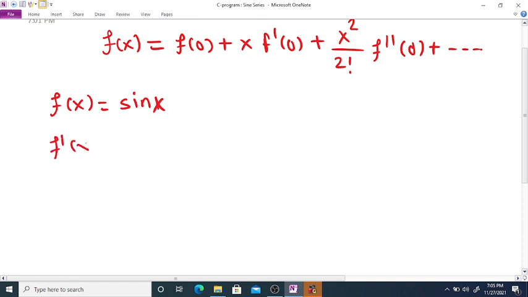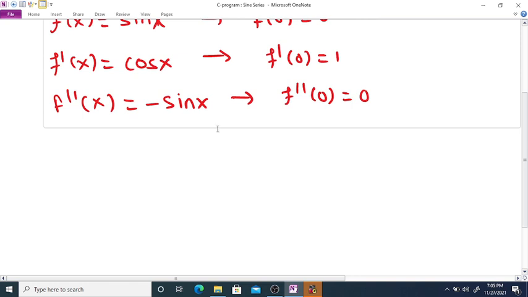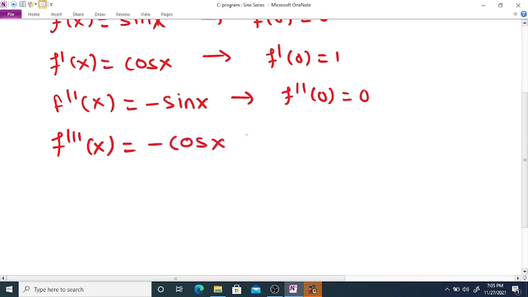f dash x is equal to the derivative of sine x, which is cos x, and the derivative of f dash x is minus sine x. Again here f of 0 is sine 0, which is 0, f dash 0 is equal to 1, f double dash 0 is equal to 0 again. Now next, if we find the third derivative of f of x, then the third derivative of f of x is equal to the derivative of sine x, what? Minus cos x, and therefore the third derivative at 0 is equal to minus 1.